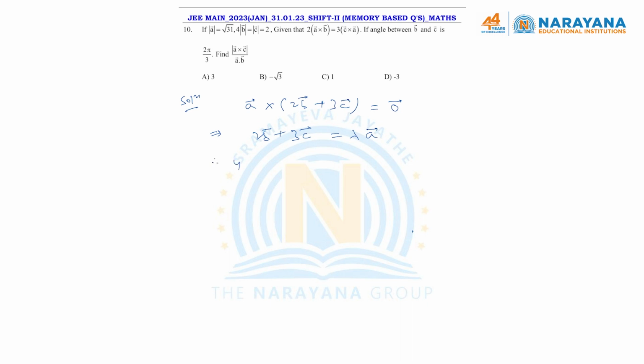Just take the magnitude to find the value of lambda, that is 4b square. Note that b magnitude is half, so b square is 1 by 4, 9c square, that is 4, plus 12 b dot c, b magnitude is half, c magnitude is 2, into minus half, because the angle between b and c is 120, equal to lambda square, a square magnitude is 31. So 36 minus 6 is 30, plus 1 is 31, so 31 will be cancelled from both sides, so lambda is plus minus 1. Hence we have two choices, whether 2b plus 3c vector is plus minus a.